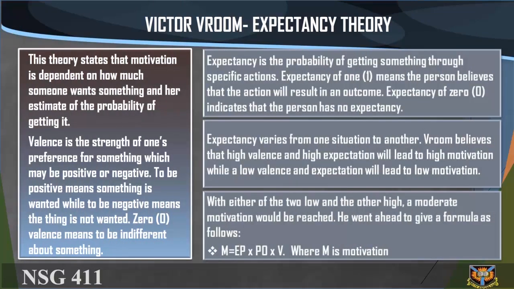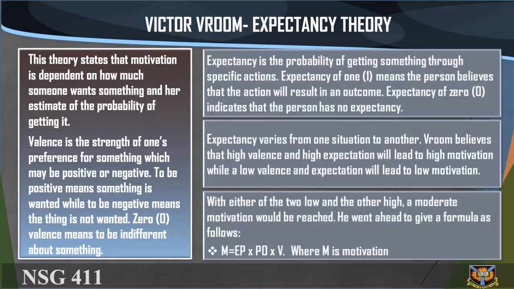Victor Vroom expectancy theory. This theory states that motivation is dependent on how much someone wants something and an estimate of the probability of getting it. Valence is the strength of one's preference for something, which may be positive or negative. To be positive means something is wanted, while to be negative means the thing is not wanted. 0 valence means to be indifferent about something. Expectancy is the probability of getting something through specific actions.